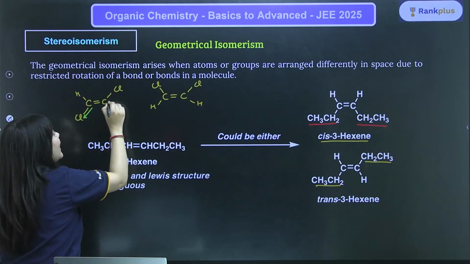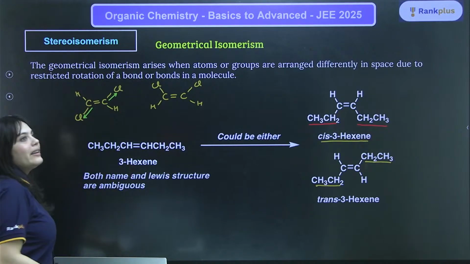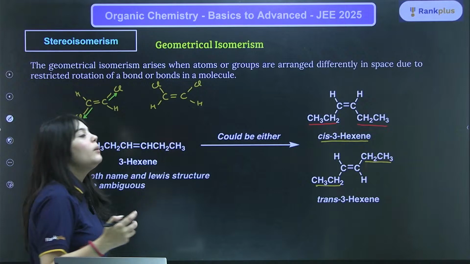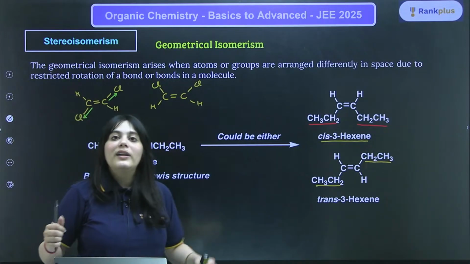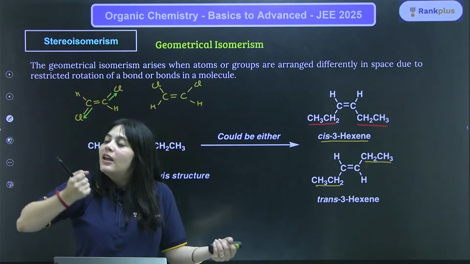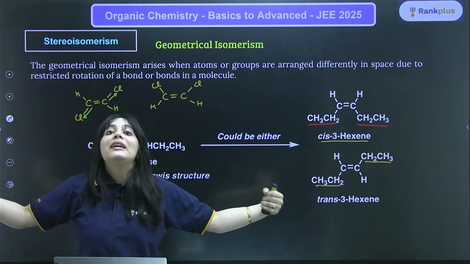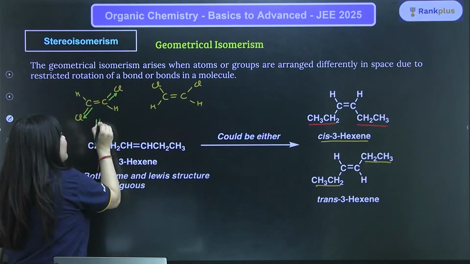Here again, chlorine is more electronegative, it will attract electrons to itself, right? So what will be the dipole moment here? Dipole means what? What is the polarity? Dipole means one is attracting electrons here, one is attracting electrons here. So what will be the resultant? The resultant will be 0.